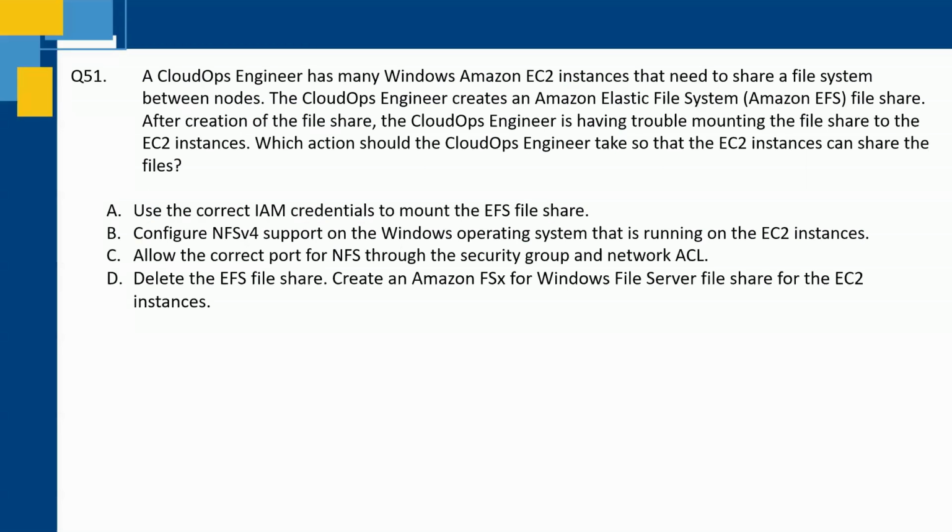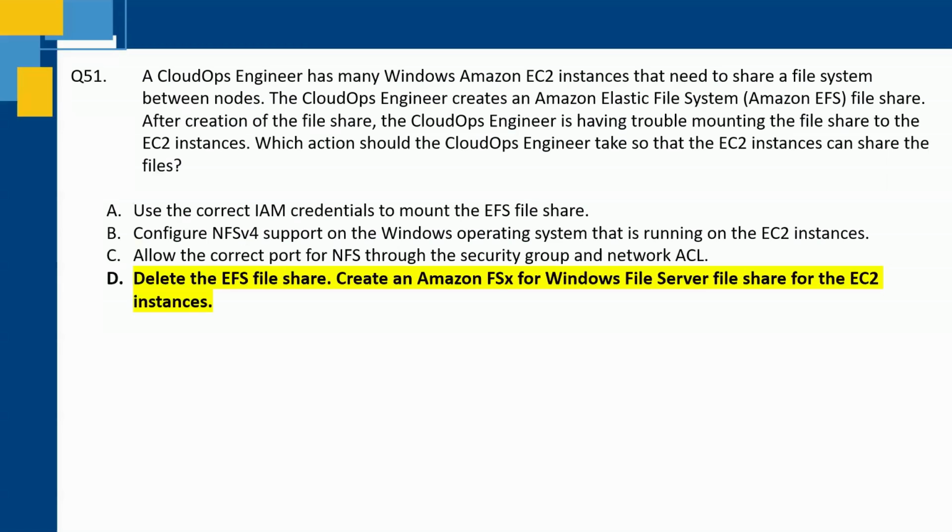Your options are: use the correct IAM credentials to mount the EFS file share, configure NFS version 4 support on the Windows operating system that is running on the EC2 instances, allow the correct port for NFS through the security group and network ACL, delete the EFS file share, create an Amazon FSx for Windows File Server file share for the EC2 instances. Now folks, FSx for Windows File Server provides native SMB support for Windows EC2 instances, making file sharing seamless.